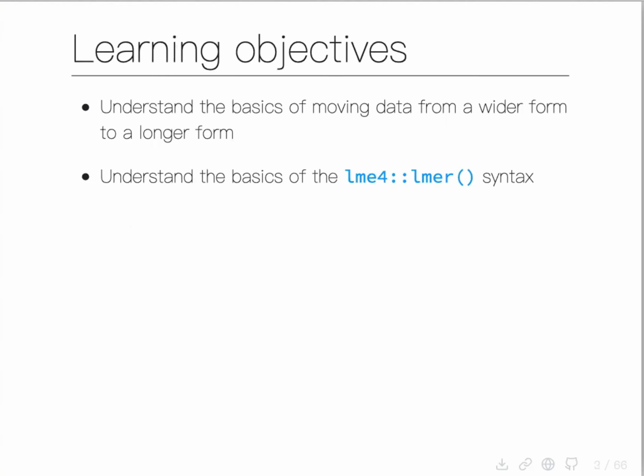Okay, so learning objectives: understand the basics of moving data from a wider format to a longer format, and understand the basics of LME4 and Elmer. LME4 is going to be the primary package that we use for modeling in this class. We will use others though when we talk about the variance covariance stuff in week 4.